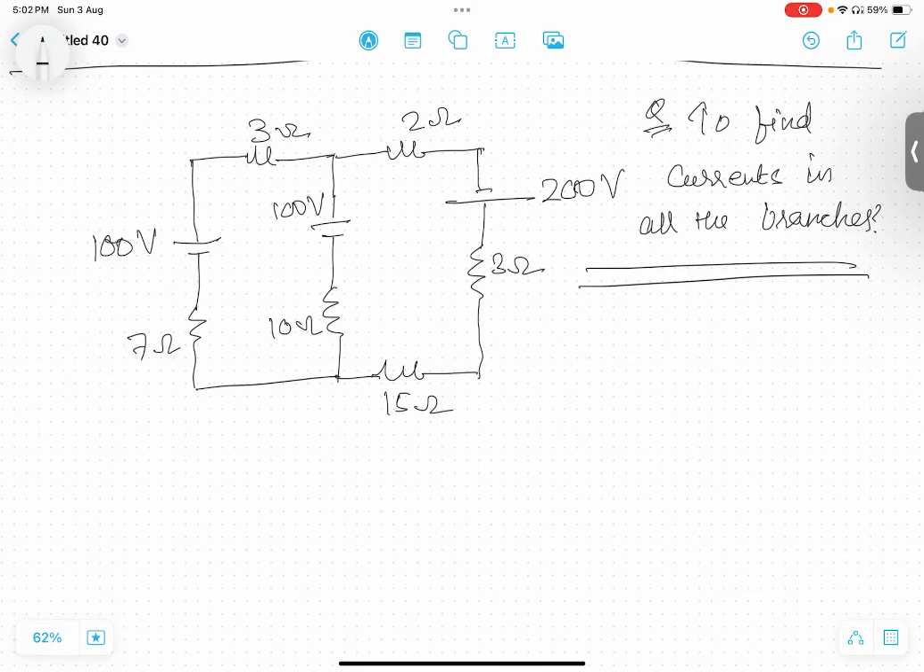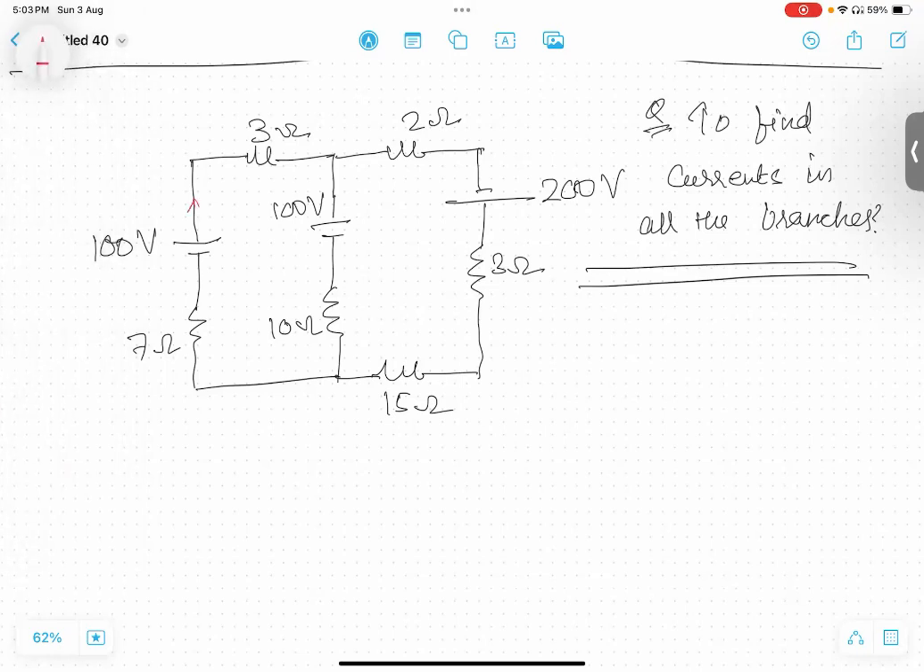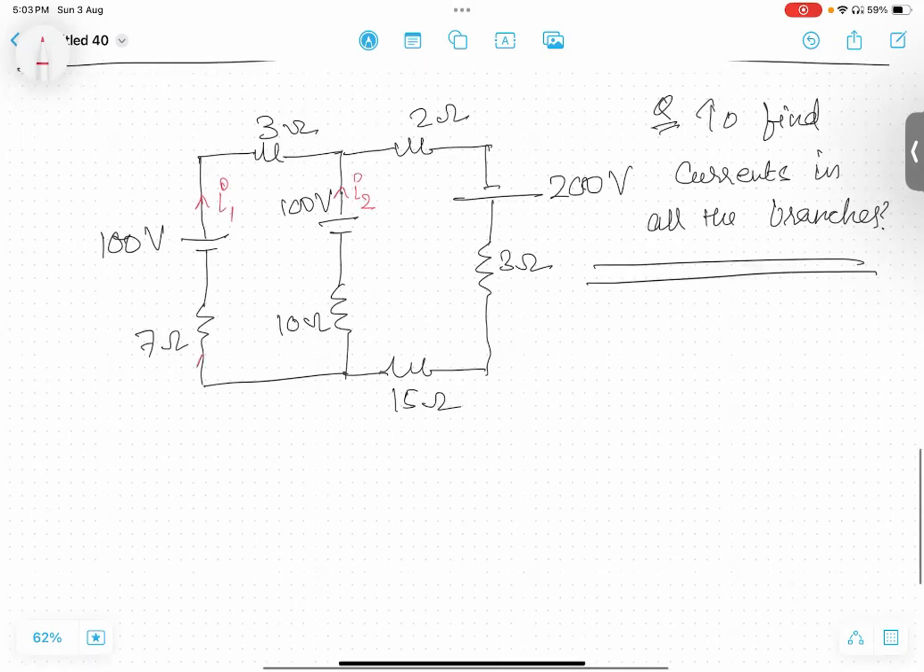So what I will do, I will assume current I1 going from here, and current I2 going from here. Whatever current I1 is going here, current I1 is going through all this branch. We know that unless the branch changes, the current stays the same. So current I1 is coming from here and current I2 is coming from here. At this point, they will combine and go here, and here the current I1 plus I2 is going.